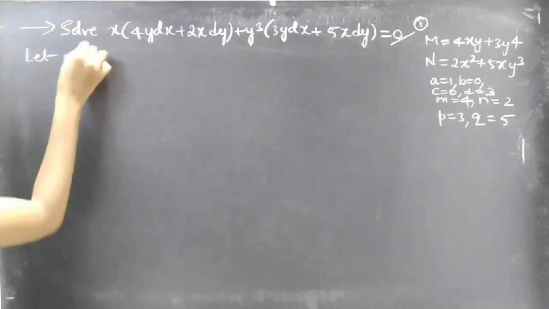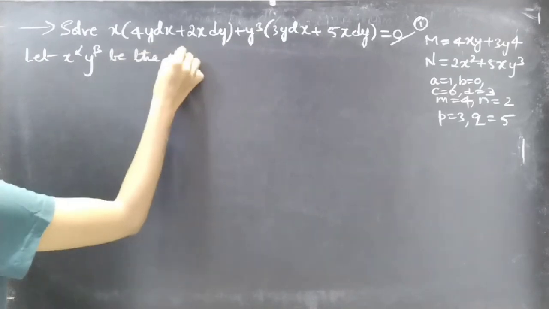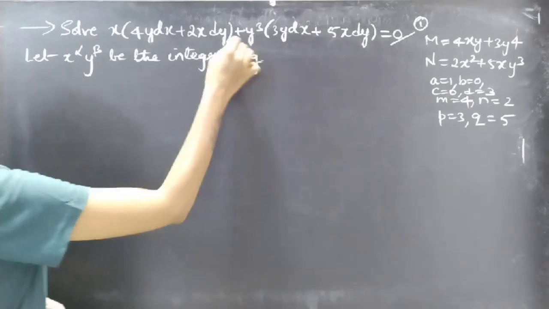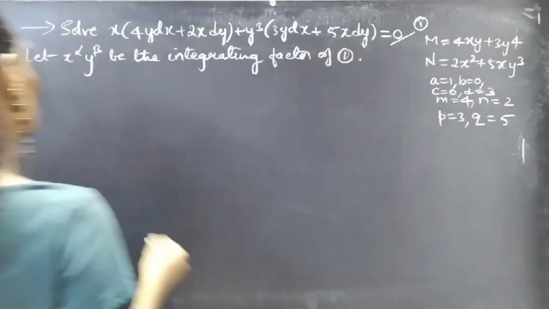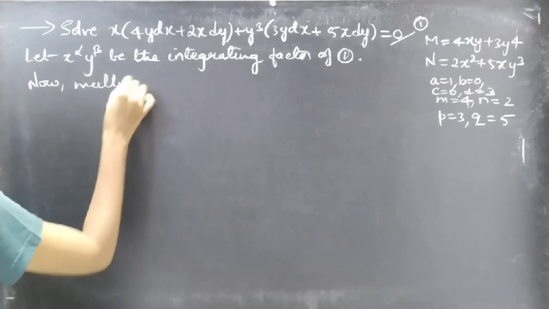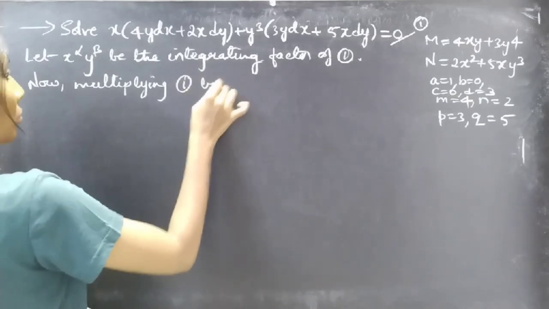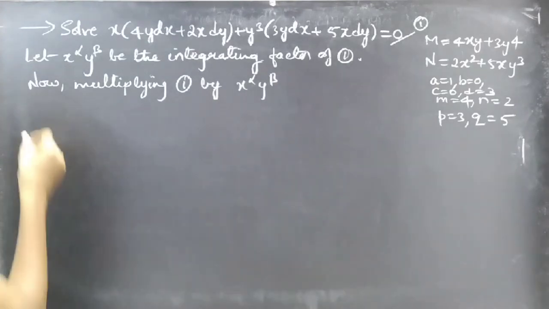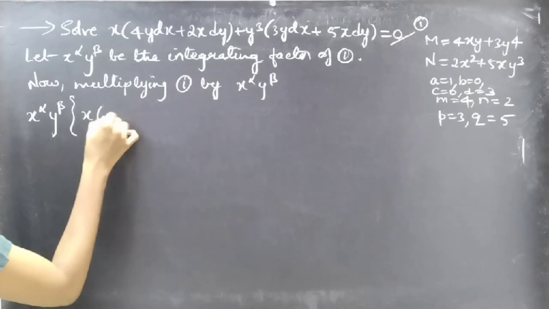Let x^α y^β be the integrating factor of 1. Now, multiplying 1 by the integrating factor x^α y^β, we'll get x^α y^β into the given differential equation.